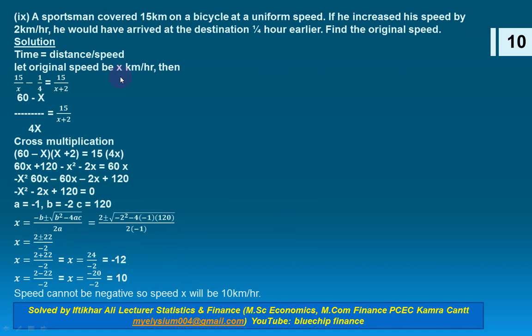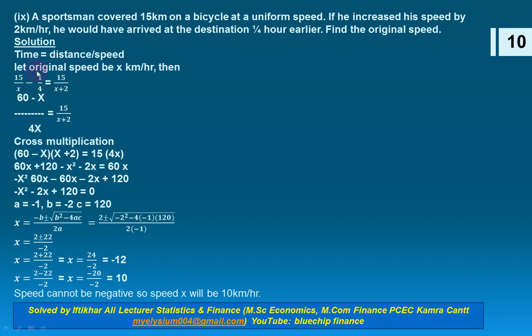Question number 9: a sportsman covered 15 km on a bicycle at a uniform speed. If he increased his speed by 2 km per hour, he would have arrived at the destination 1/4 hour earlier. Find the original speed. So here we can use the formula for time. Time is equal to distance divided by speed.